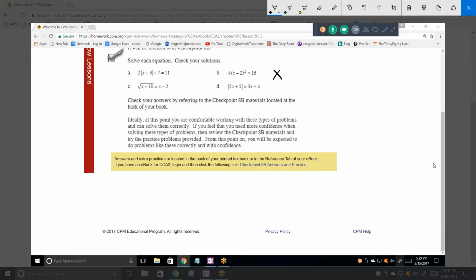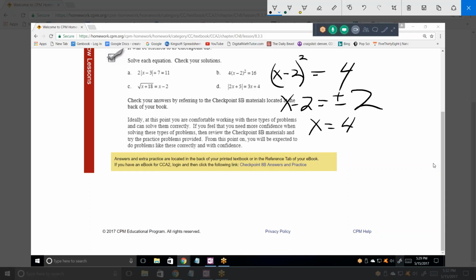So you end up with x minus 2 squared equals 4. Next line. X minus 2 equals plus or minus 2. Which makes x equal 4 and 0.